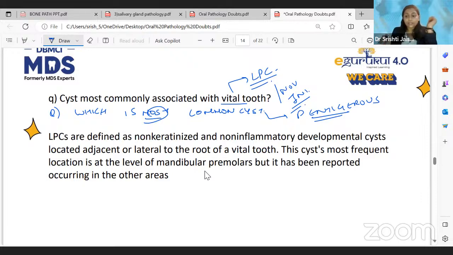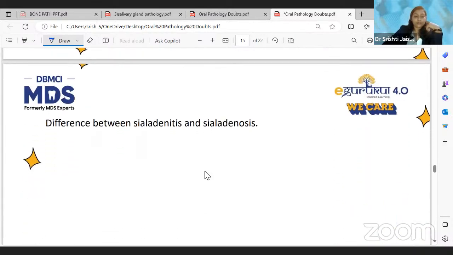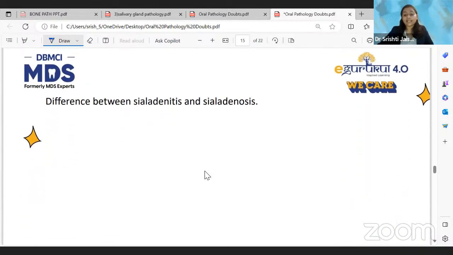But remember, the most common cyst associated with a vital tooth. If they have mentioned vital tooth, then always it will go for lateral periodontal cyst. Now, which is the most common location for the lateral periodontal cyst? It is the mandibular premolar. Now, what is the difference between sialadenitis and sialadenosis?